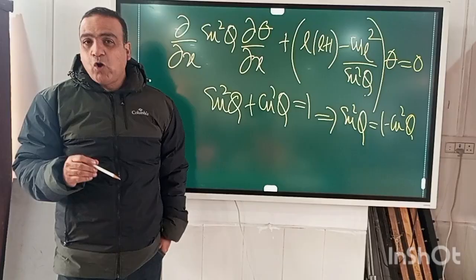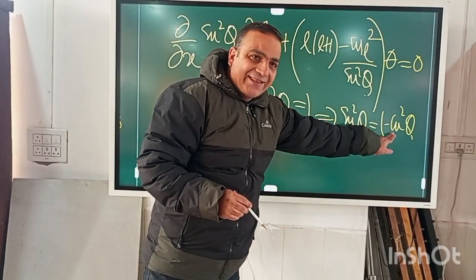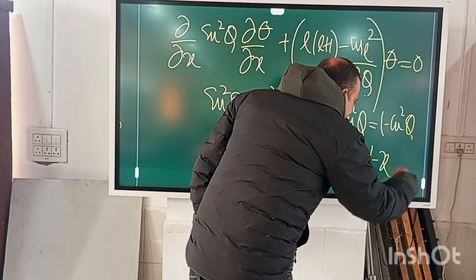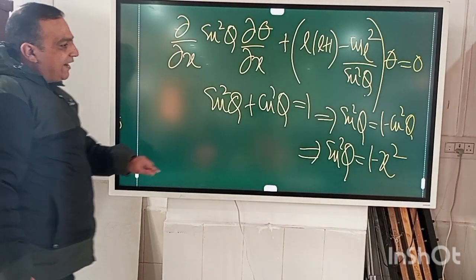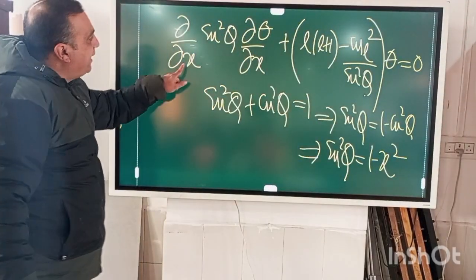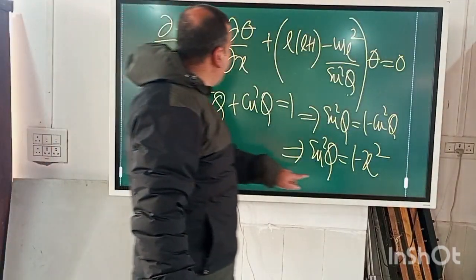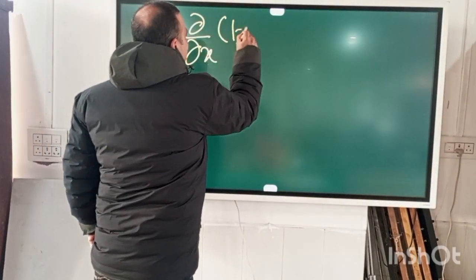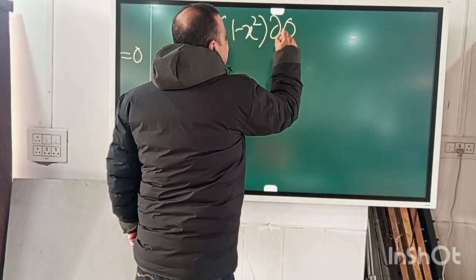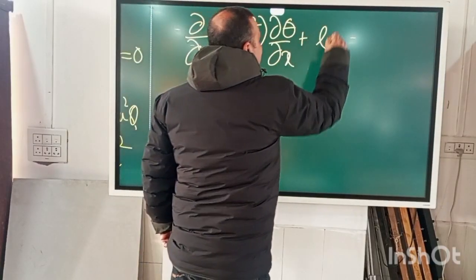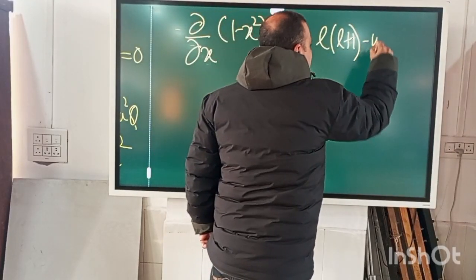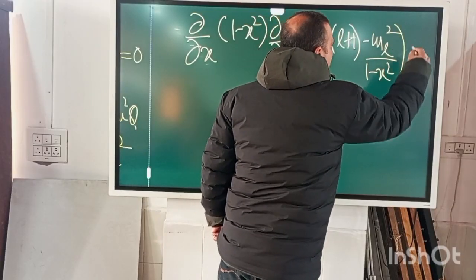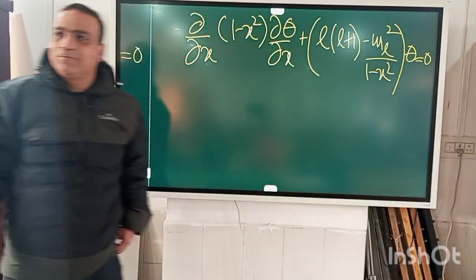X equal to cos theta. Cos theta. So for cos square theta, I can use x square. So I can write down this sine square theta is 1 minus x square. Right? So I can inculcate this sine square theta in my equation. And what will I obtain? I will be obtaining dou by dou x of 1 minus x square dou theta by dou x, then plus L times L plus 1 minus m_L square by 1 minus x square, and this is all multiplied by theta. This is equal to 0.